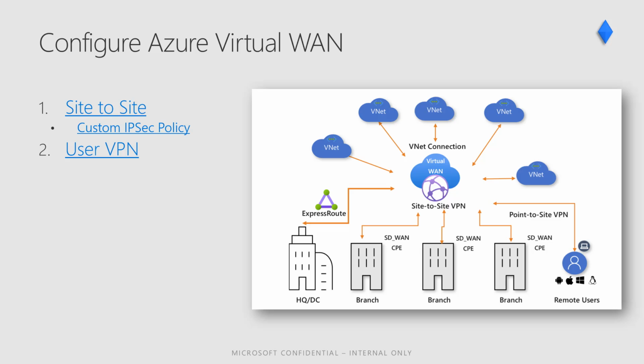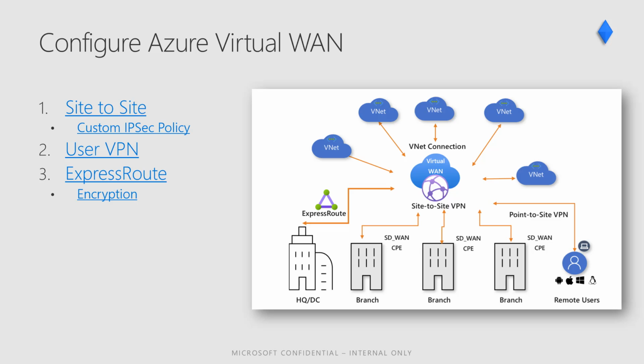A user VPN connection requires the VPN client to be configured on the client computer. When connecting to your virtual hub over the IKE v2 protocol, you can use certificate-based authentication or RADIUS authentication. However, when you use the OpenVPN protocol, you can also use Azure Active Directory authentication.